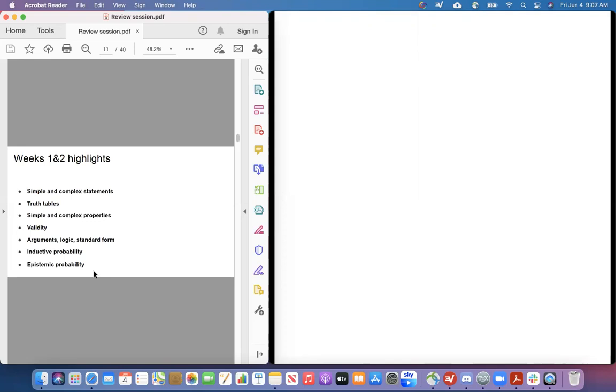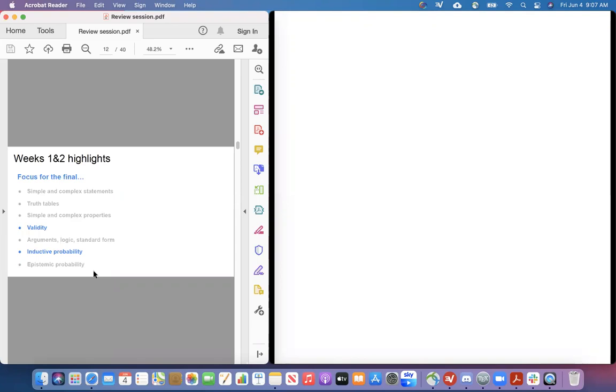So what should you spend your time focusing on for the final? You should spend your time focusing on testing arguments for validity using truth tables and what we've learned about inductive probability. Now, of course, when you test arguments for validity using a truth table, we've built in some of those other topics as well. So simple and complex statements, truth tables, that all feeds into testing an argument for validity using the truth table.